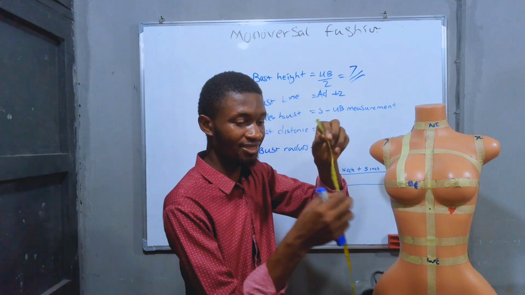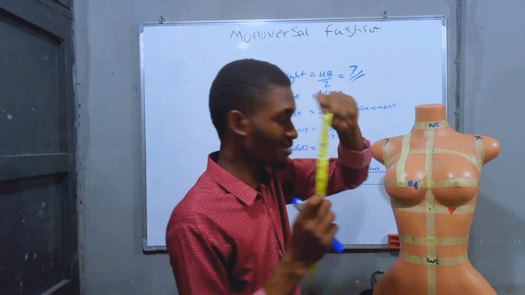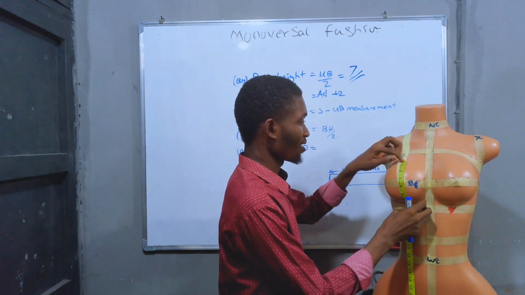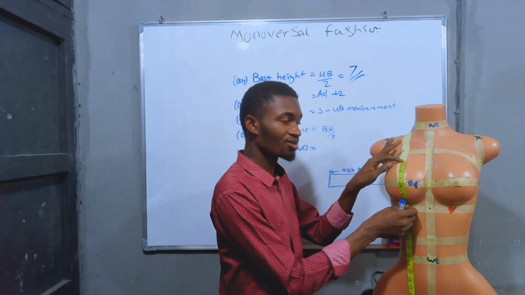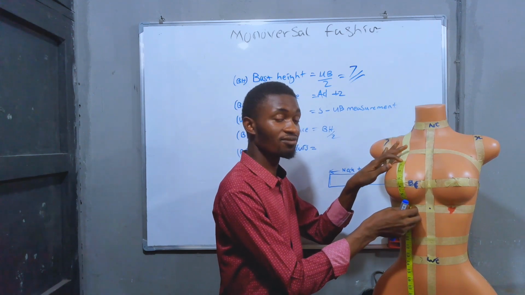That means the bust height is 7, and let's visualize it. Let's take our 7 inch on the tape. You can see it. Now visualize it. You can see the 7 here and 7. Are you seeing it? So this is the bust height. You can see how it fits very well.